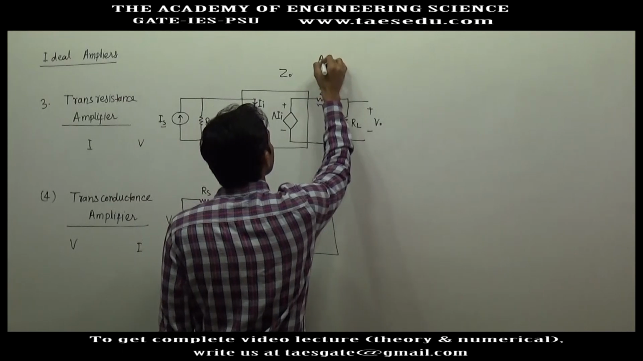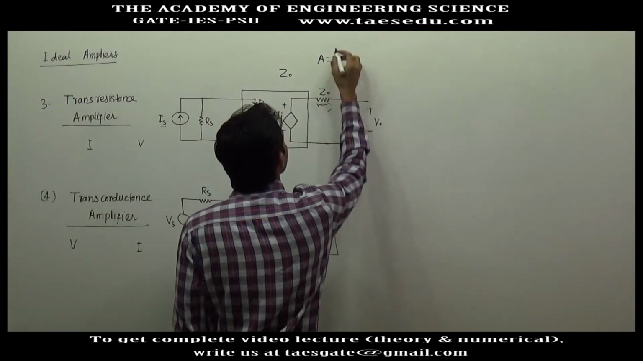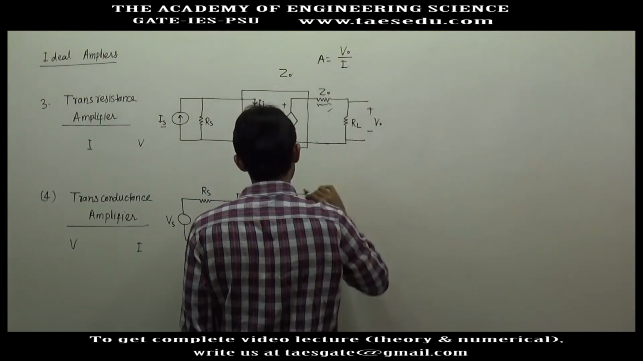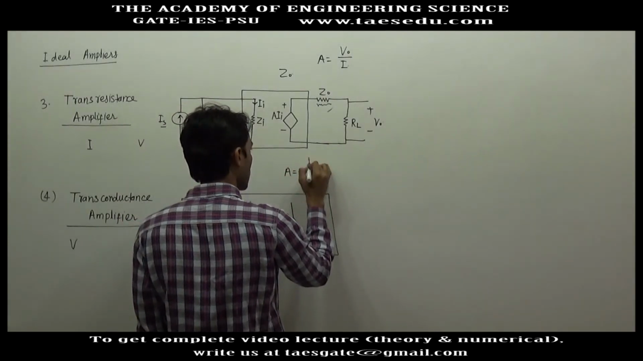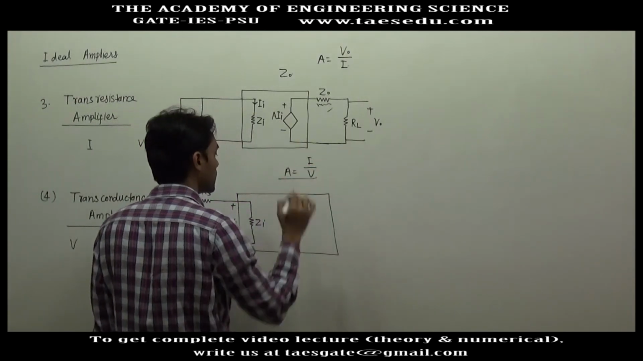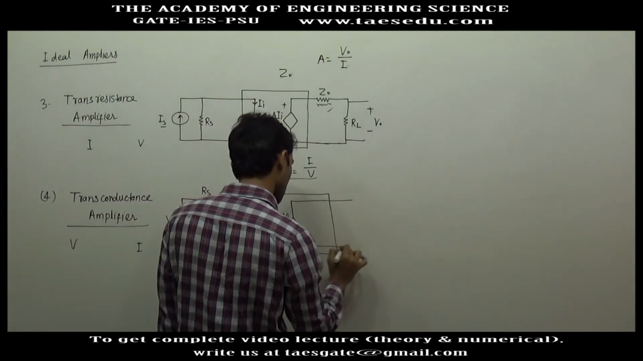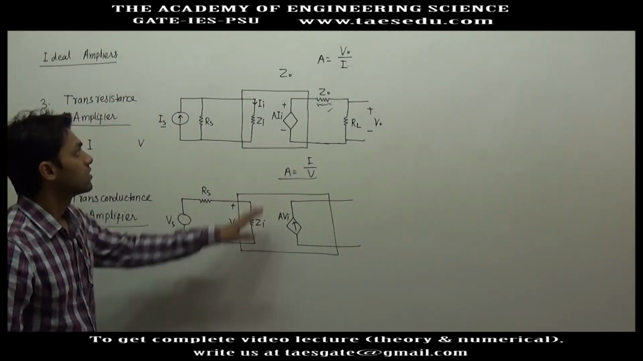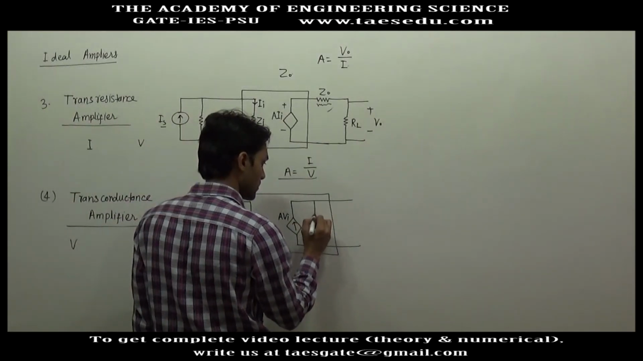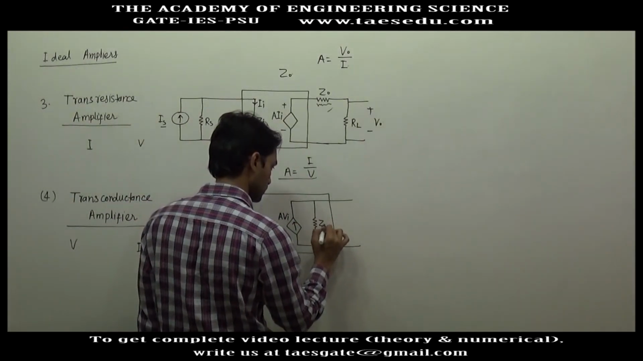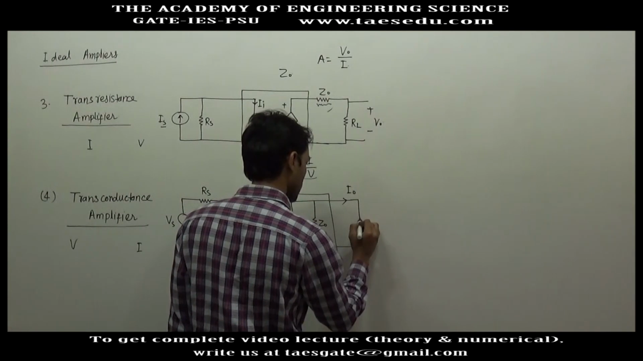In the case of a trans resistance amplifier, the gain will be voltage divided by current, and in this case the gain will be current divided by voltage. It will give you the unit of conductance. Now in the output you have a current source, so how will the output impedance be connected? This output impedance will be connected in parallel. And here we will have the output current, the final load current.